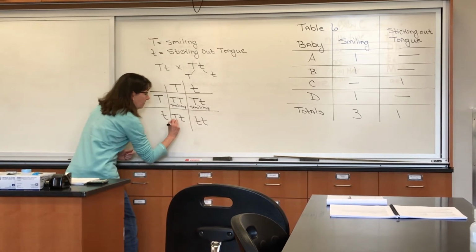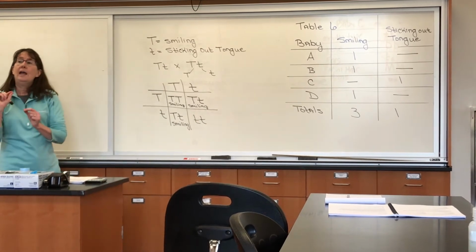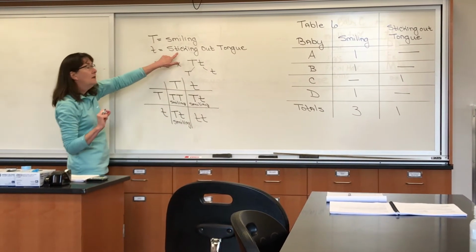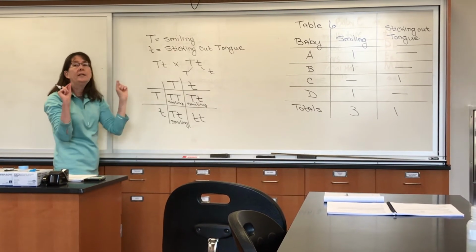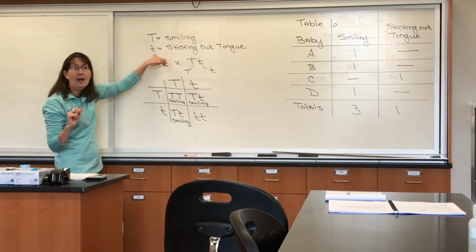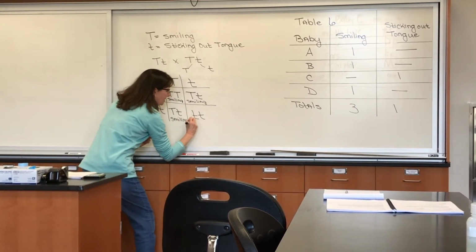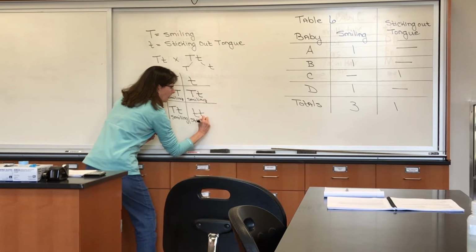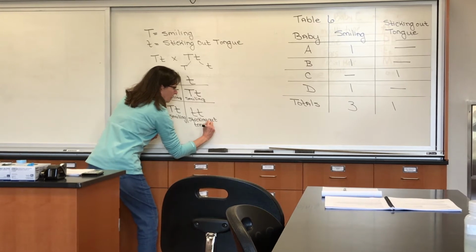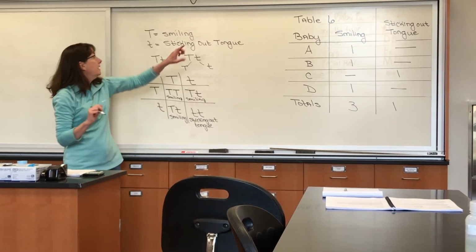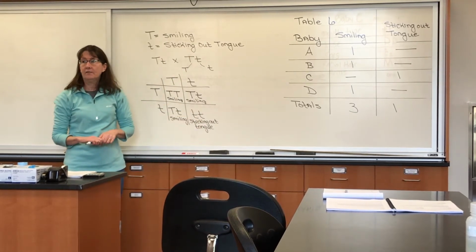Same for our other heterozygous. The last individual has two recessive alleles. Therefore, they can only be sticking out their tongue. You can only express the alleles that you have. And if you have two recessive alleles, you will have that recessive characteristic. The only way an individual can express a recessive phenotype is if they have the two recessive alleles.